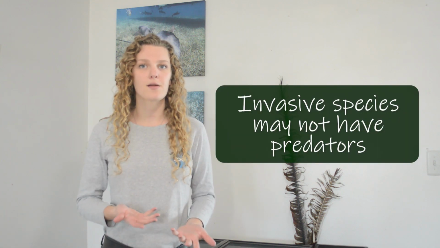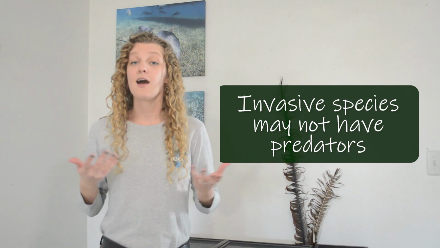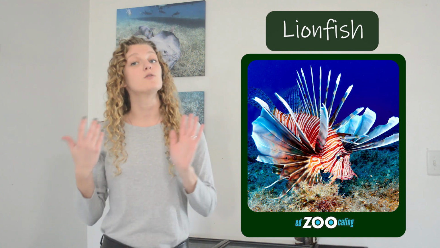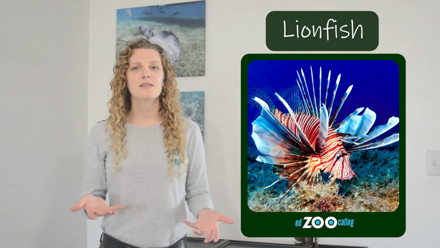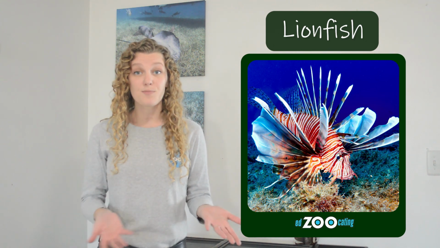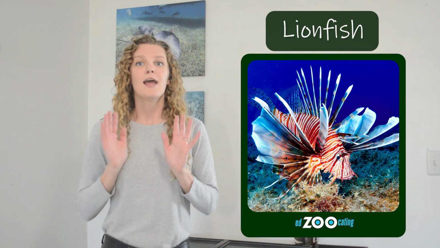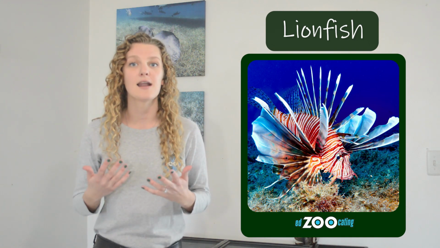For many invasive species, their populations can grow and grow and grow because there may not be any predators in that new area that can actually feed on them to control their population size. A great example of this are lionfish. Lionfish are native to the Indo-Pacific, but they have been introduced to the Caribbean. Scientists hypothesize that many lionfish were released by people who had home aquariums that no longer could care for their lionfish. In the Caribbean, there are almost no predators that can feed on lionfish.